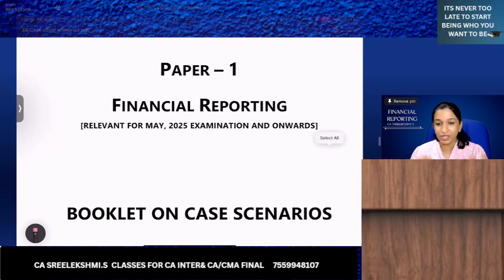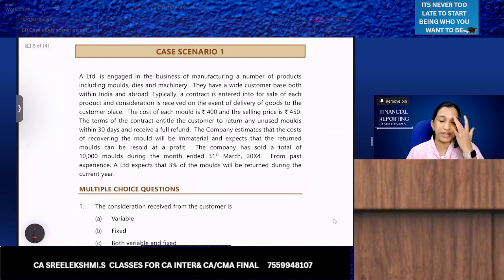I am not discussing the provisions. I assume it is already done by you. Let's revise all the questions. So this case scenario is from Ind AS 115, sale with right to return.